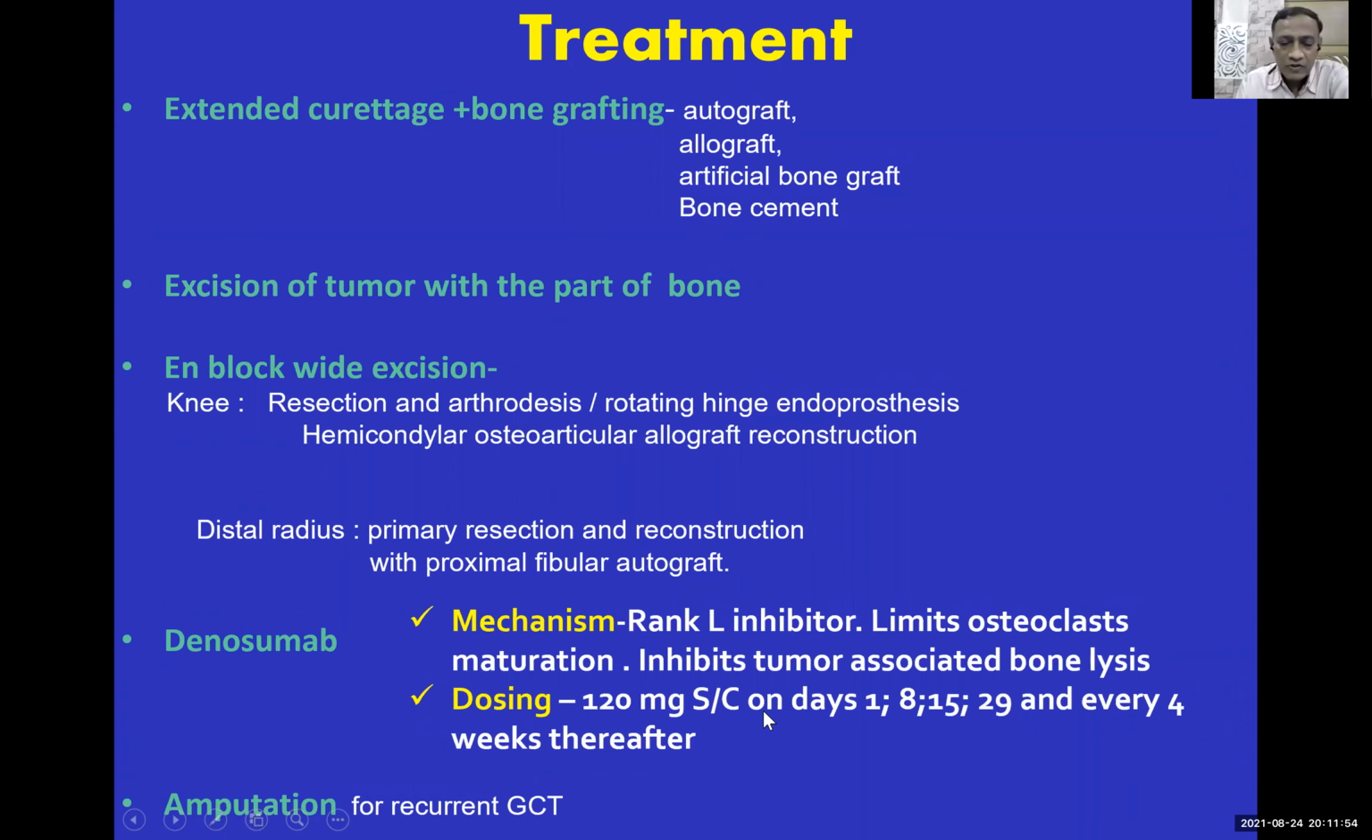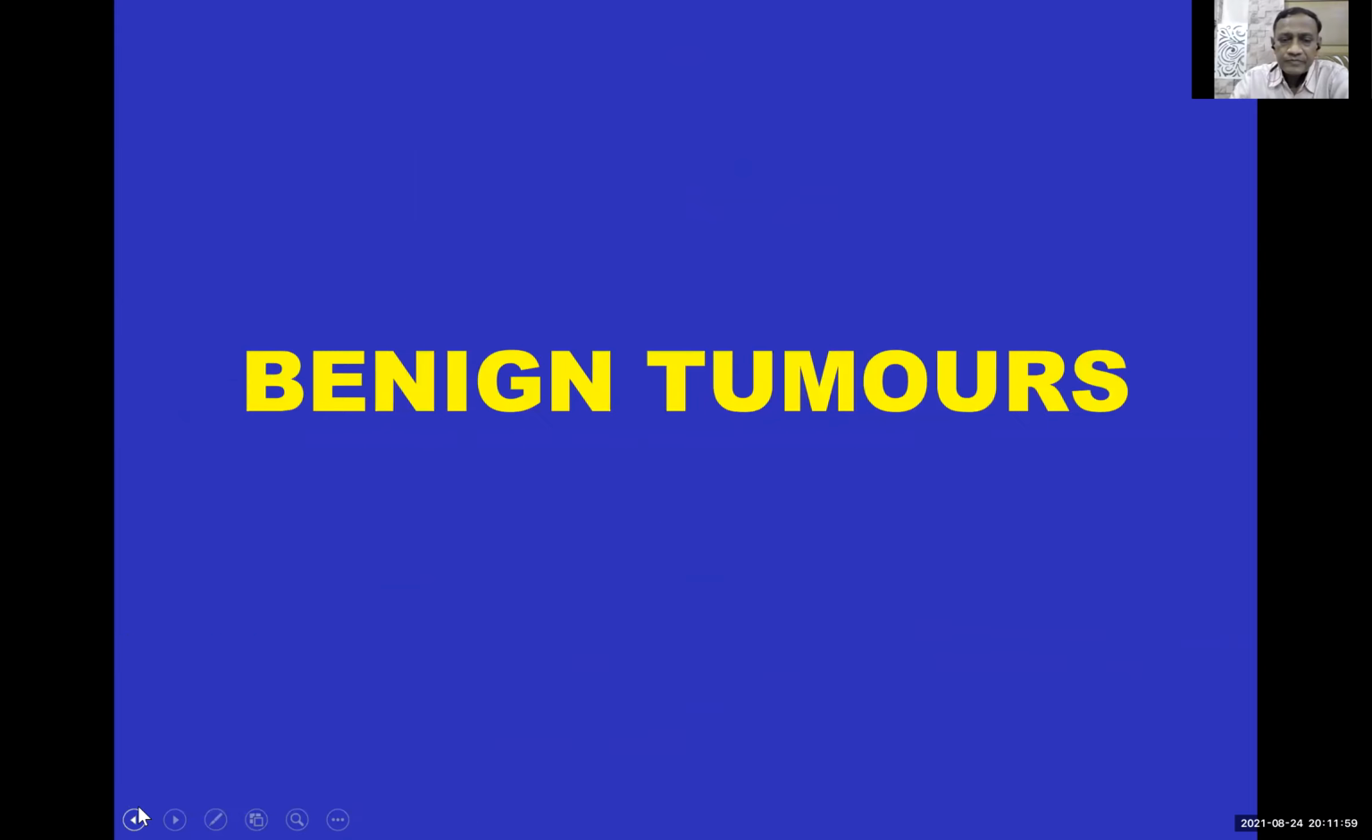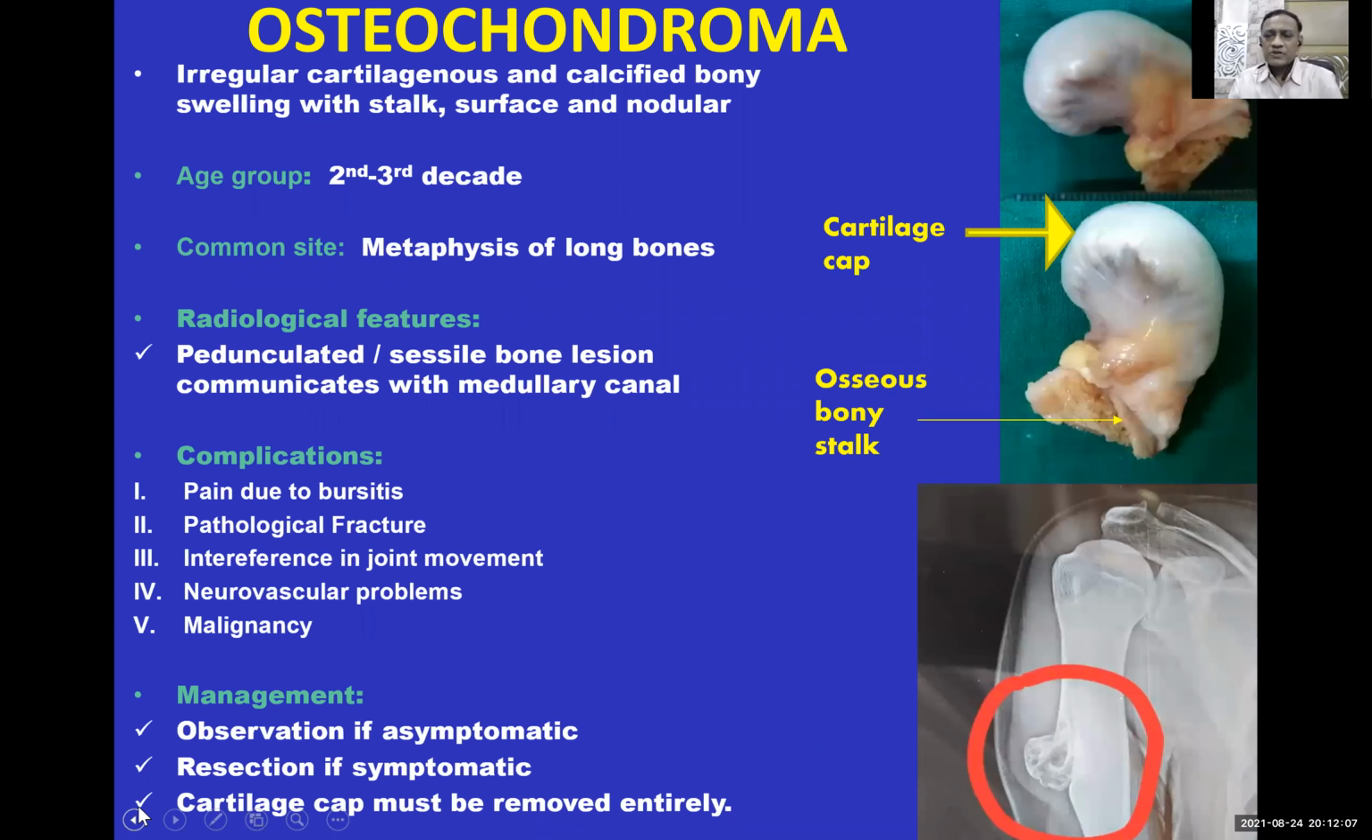Sometimes it is a recurrent giant cell tumor with a very large tumor. One may consider amputation. Then coming to the benign tumors, the most popular tumor is osteochondroma, also called exostosis. Basically, it shows the cartilaginous cap, which is bluish white in color, and the osseous bone stalk.